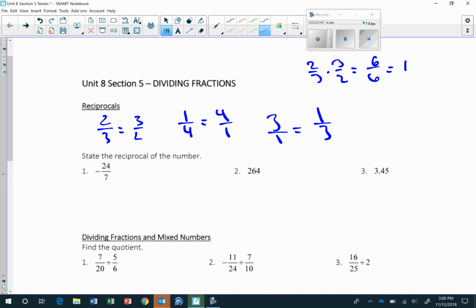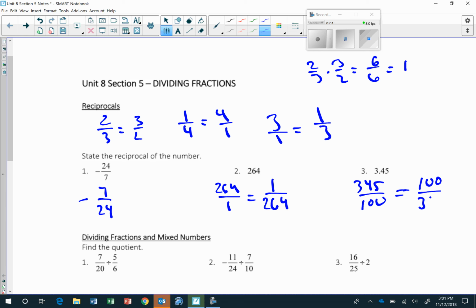So to practice, we're just going to state the reciprocal of these numbers. One thing you need to notice is that if we have negative 24/7, to write the reciprocal, we'll write 7/24, but it stays negative. Doing a reciprocal doesn't affect whether it's positive or negative. 264 is a fraction of 264/1, so our reciprocal would be 1/264. And then 3.45 is 3 45/100, so to write that as a fraction, we could write it like that. Then the reciprocal would be 100/345. So that's a quick review on reciprocals.